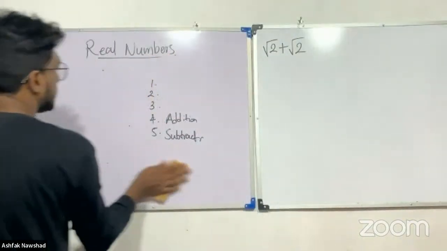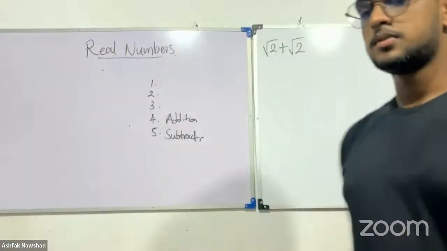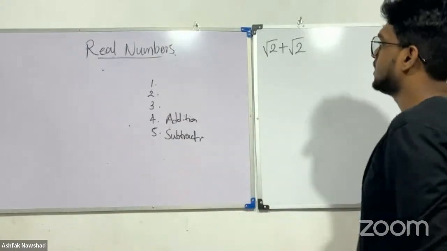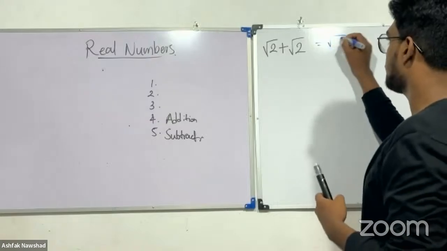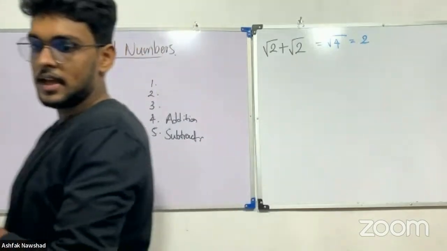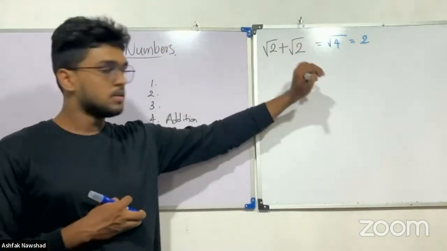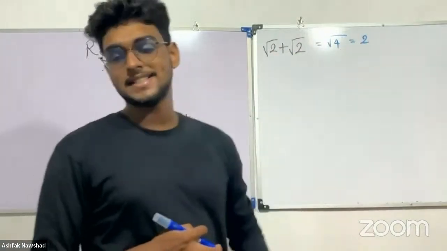So we were talking about surd operations, and the first operation is addition. So here's root 2 and root 2. Some people might think if we add these two, we'll get root 4, and then the answer would be 2. But this is totally wrong. We cannot add surds like that, and I'll explain why.